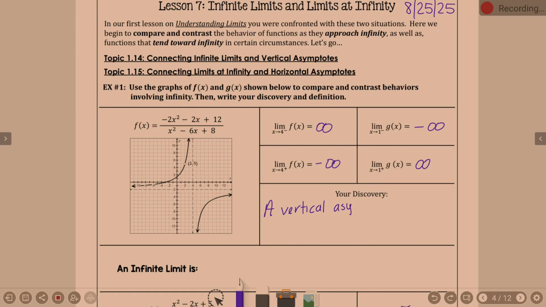So a vertical asymptote occurs if one-sided limits are unbounded.